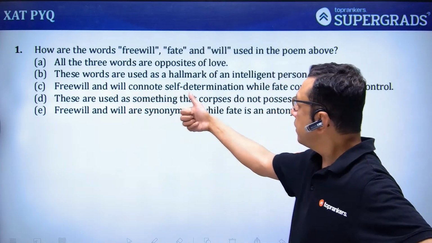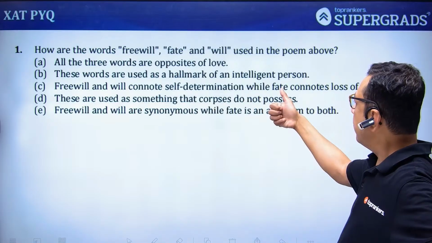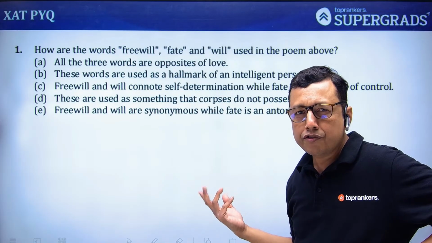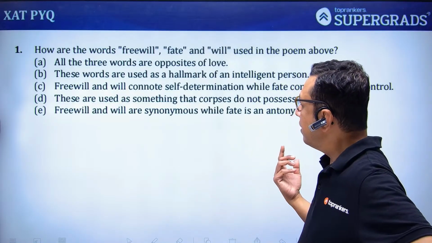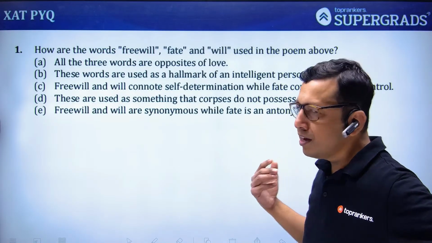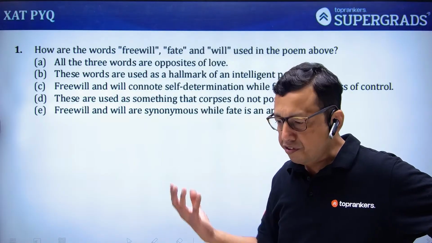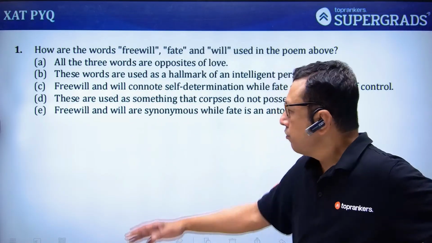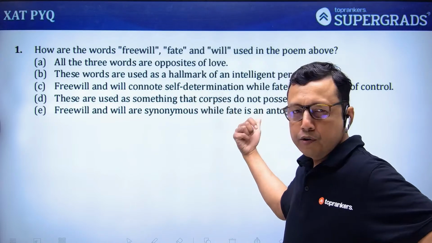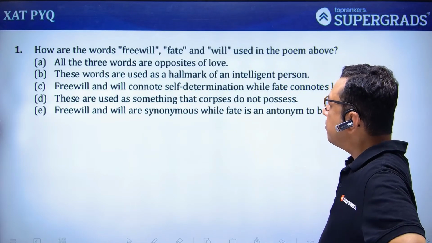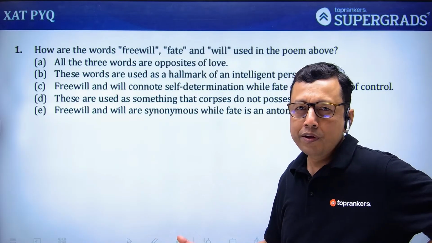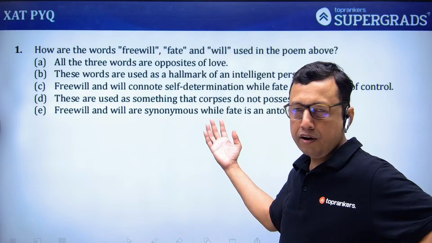Free will and will connote self-determination, while fate connotes loss of control. Nothing of this sort is suggested in the poem, right? So self-determination का connection free will और will से ऐसी बात तो कर ही नहीं रहा होता. So this is also not there. It's an easy option to eliminate. So these are used as something that corpses do not possess. Again, totally out of scope. It's not related to corpses at all.